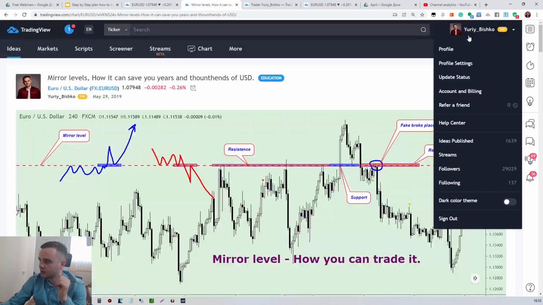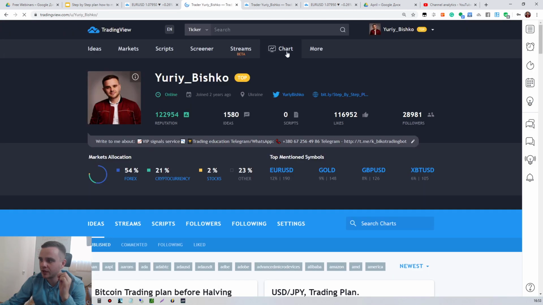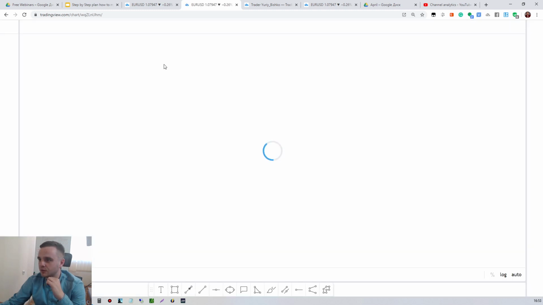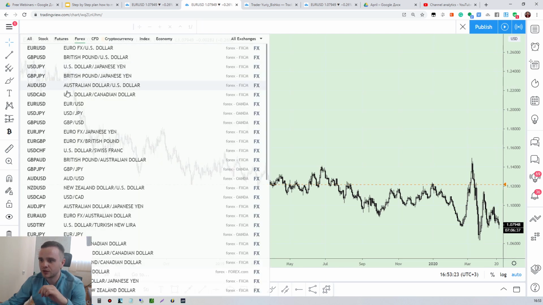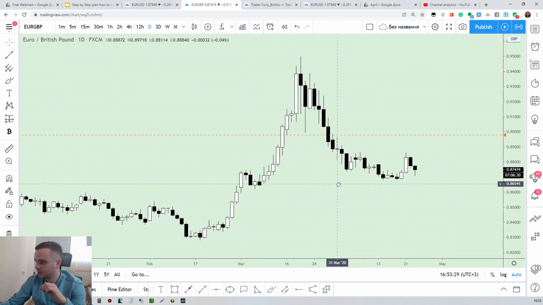How to draw a mirror level? First, you need to find a good key level, and after that you wait until price breaks it. I would like to share with you one example on Euro British Pound. Take a look here: how to draw key levels and mirror levels.